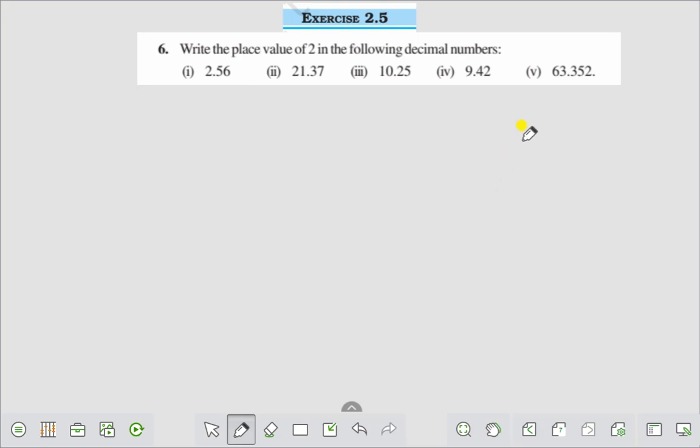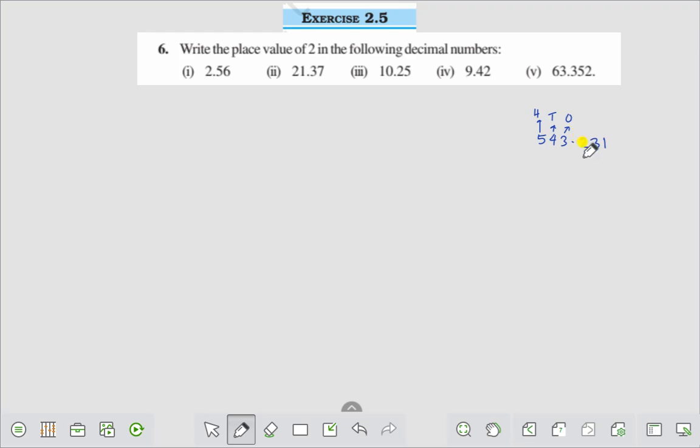Suppose the decimal number is 543.231. Right? Now here we know that this 3 is in ones place, this 4 is in tens place, and this 5 is in hundreds place, right?